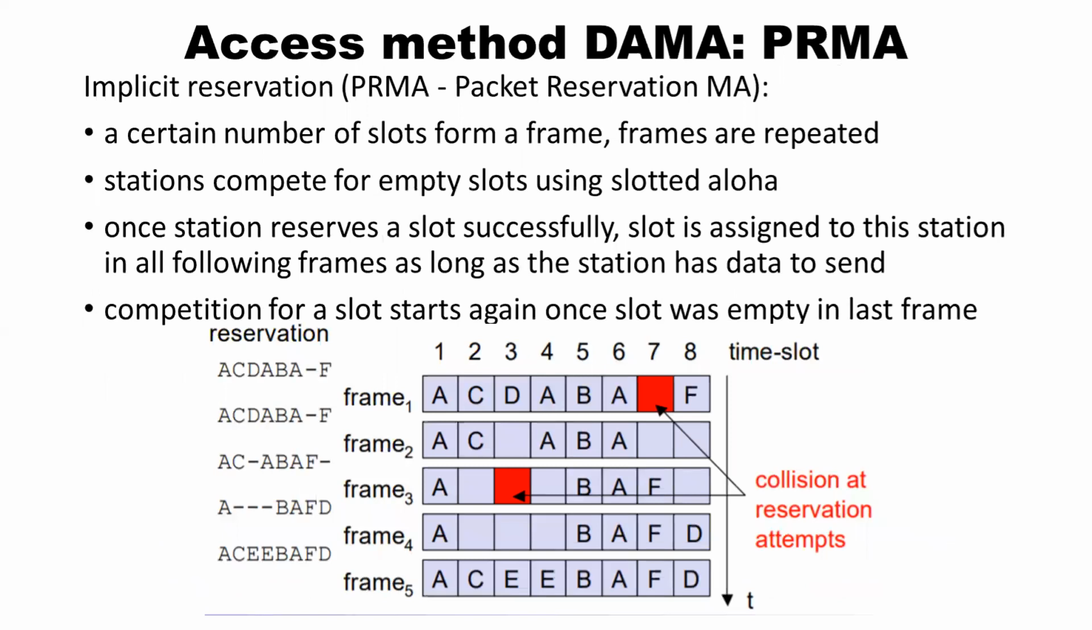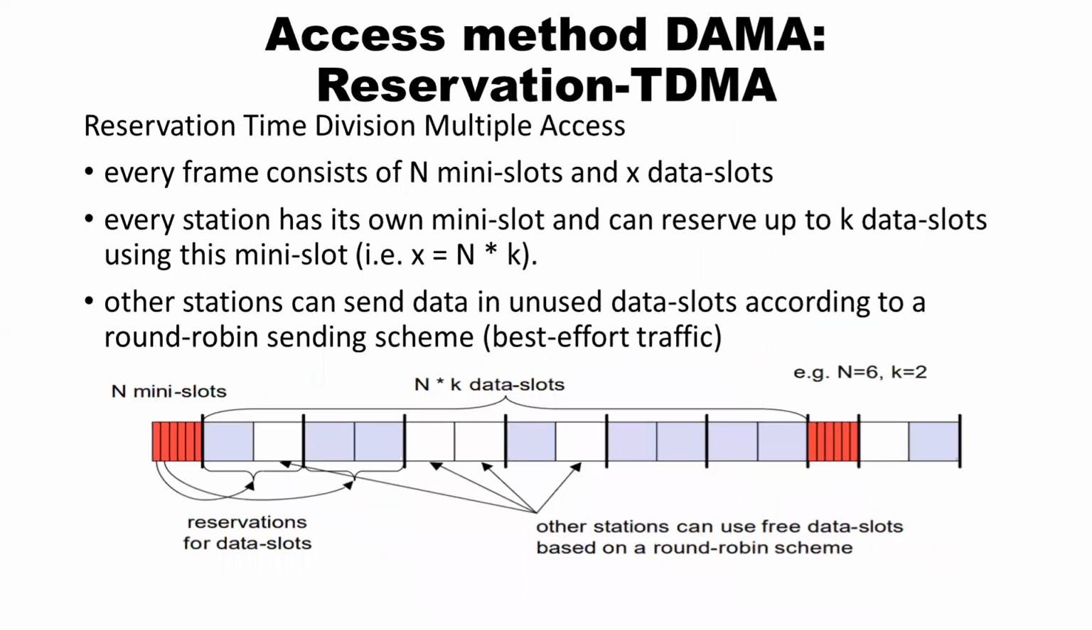Access method DAMA, PRMA, implicit reservation. PRMA: packet reservation multiple access. A certain number of slots form a frame, and frames are repeated. Stations compete for empty slots using slotted Aloha. One station reserves a slot successfully. The slot is assigned to the station in all following frames as long as the station has data to send. Competition for a slot starts again when one slot was empty in the last frame.